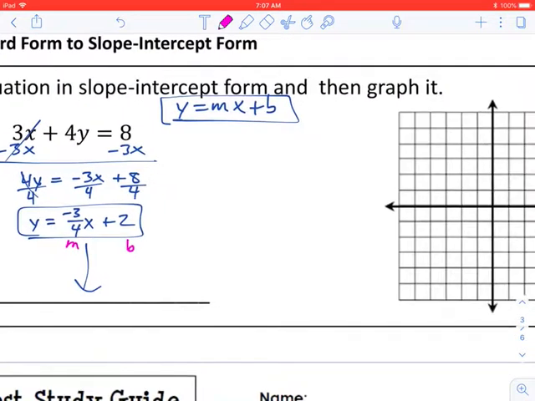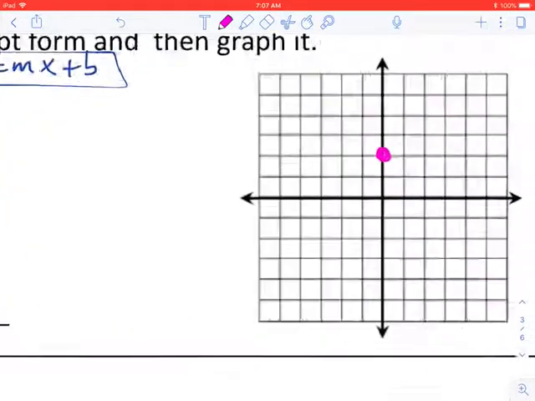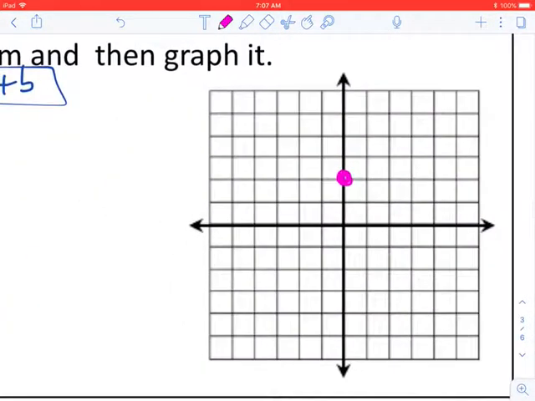So when I graph it, I'm going to start with my y-intercept of 2, and then down 3. Negative 3 over 4, I'm going down 1, 2, 3, and always to the right. So down 3, right 1, 2, 3, 4. And now I have a downward slope, which is what we want. There's my line.